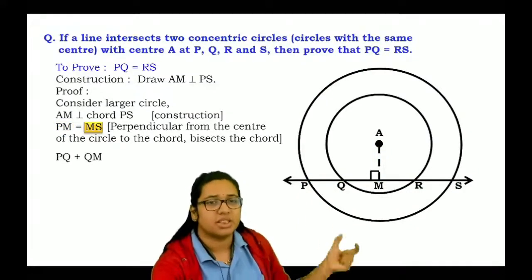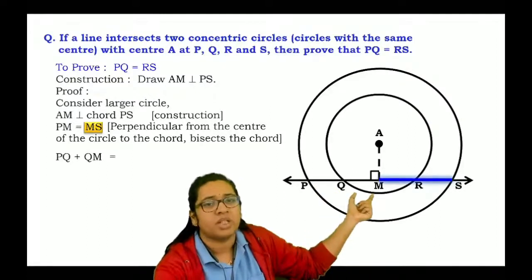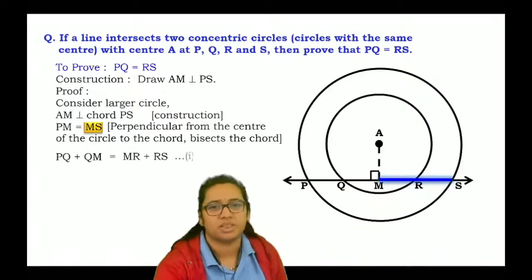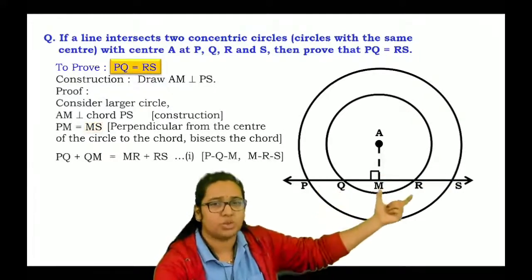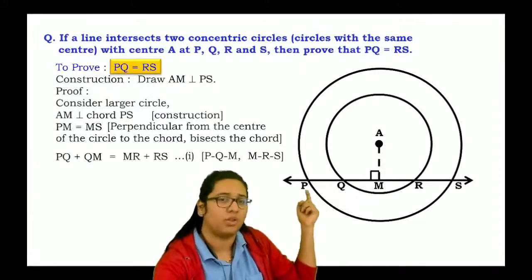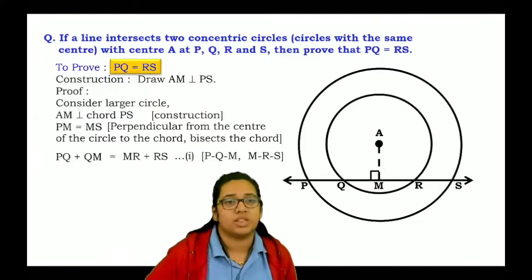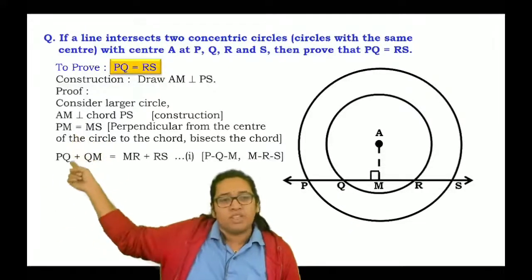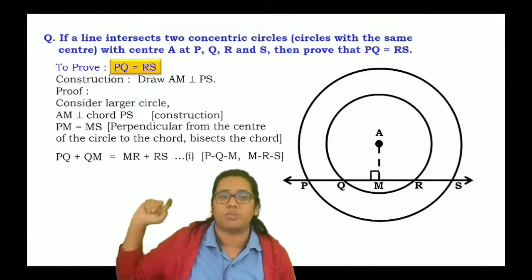Now the next case is that PQ plus QM equals MR plus RS, right? Already PM equals MS, but we'll split this segment PM because P, Q, M are linear points. So instead of writing PM, I will rewrite this as PQ plus QM equals MR plus RS.